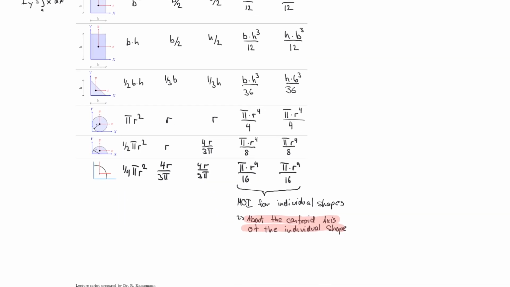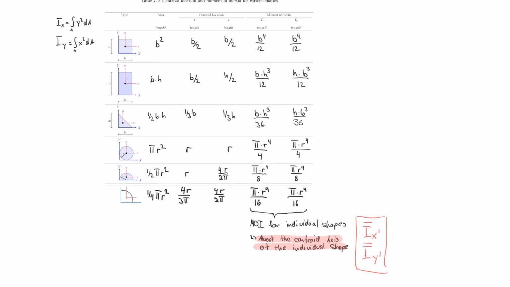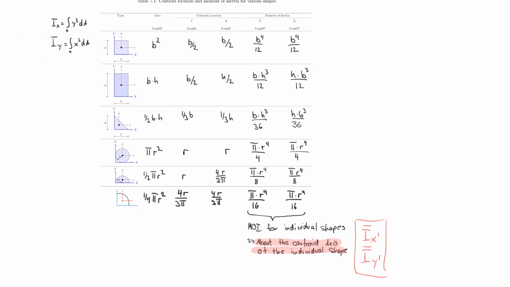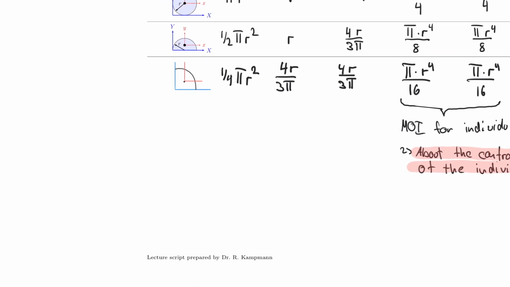And in fact, how we are going to term this in the future is actually I bar x prime and I bar y prime. So in future equations, we will refer to these terms that we have derived in this table. We will actually refer to them as I bar x prime and I bar y prime. So that's what we really have defined here. And that is important for us to understand, because our next step is that we now want to look into shapes that are combined shapes.